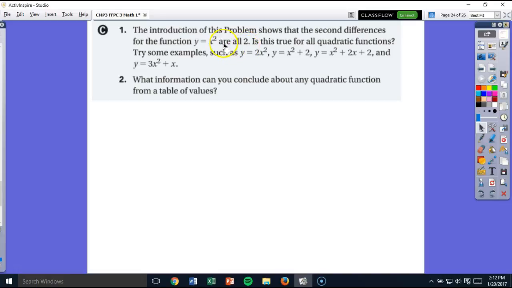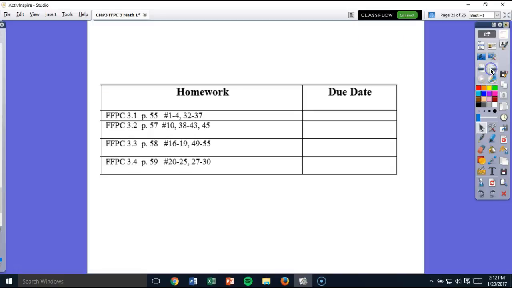And then finally in C, it asks us if the second differences are the same for all quadratic equations. And so you can experiment with that. You might plug it into the graphing calculator. It's entirely up to you how you go about trying to find out if the second differences are the same for all quadratic equations. That's it for 3.4.